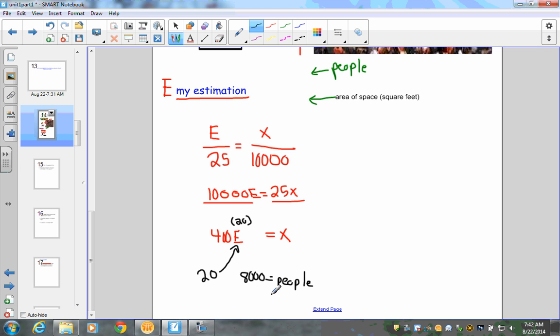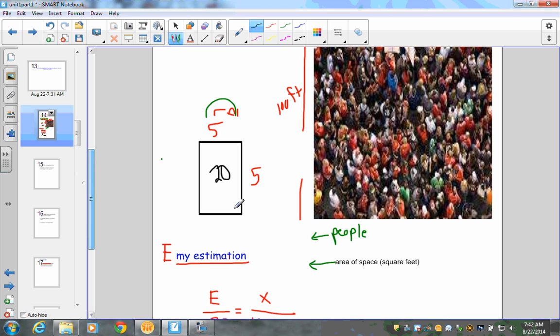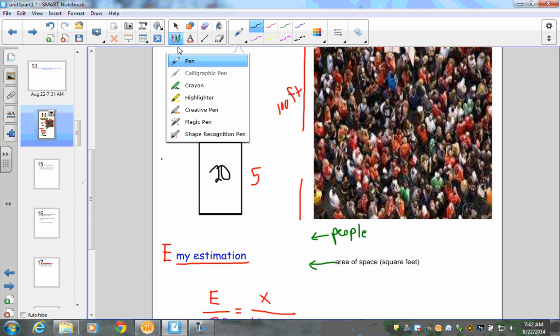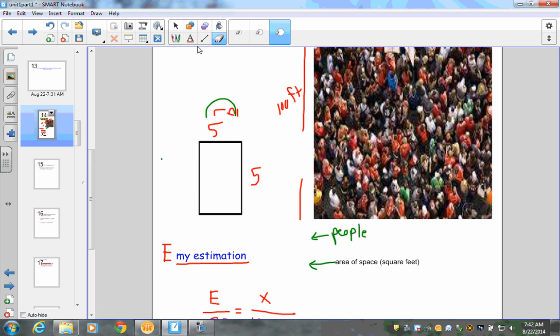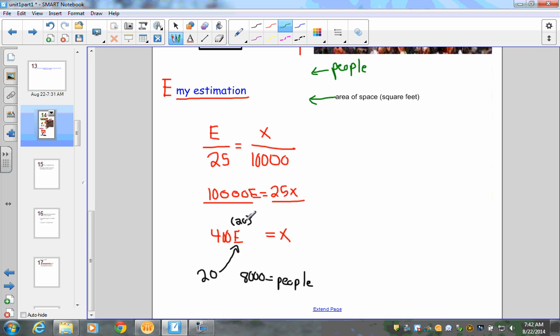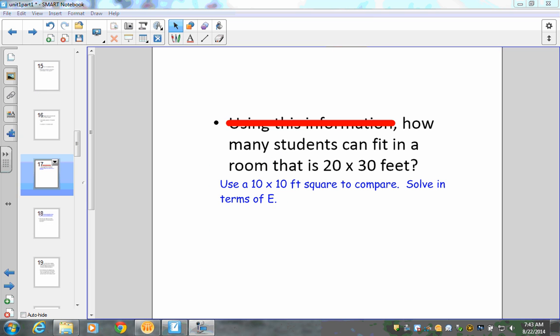And the reason why we leave it in terms of E, as opposed to solving it like what we just started with, is because everybody's estimation is going to be different. Using a 5 by 5 square, let's say someone else says, hey, I couldn't fit 20 people in my square, but I was able to fit 17. Then that person's estimation will be different, because this will now be 17 that we're multiplying by 400. And that's going to give you a different answer.